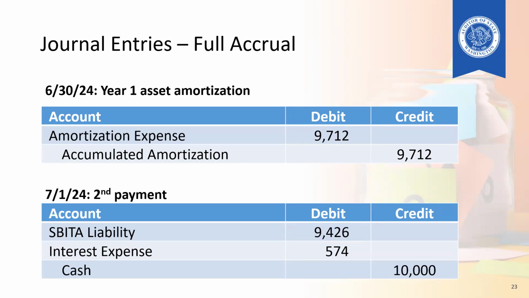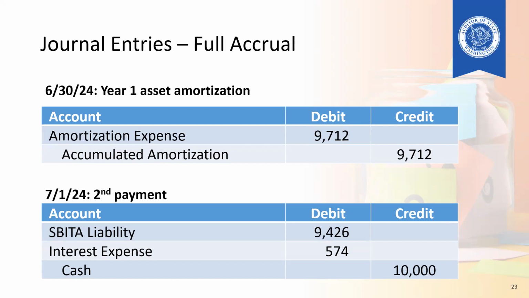The next SBITA payment is due on July 1st of 2024, so we will reduce the SBITA liability. Notice this time our payment is split between reducing the liability and interest expense. And these amounts again come from our amortization table that we created in step 2. The principal portion of our payment, the $9,426, reduces our SBITA liability. And the remaining amount of the payment, the $574, gets recorded as interest expense.